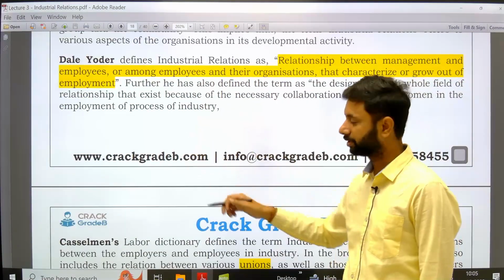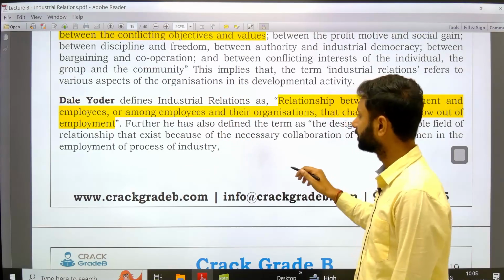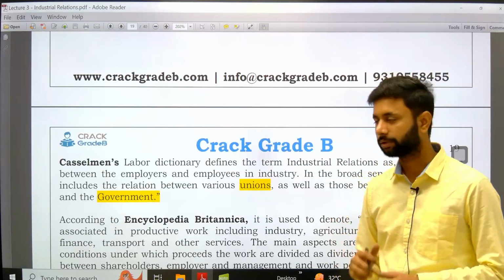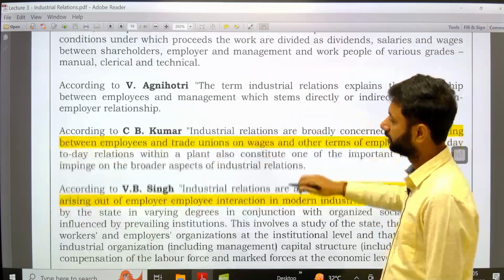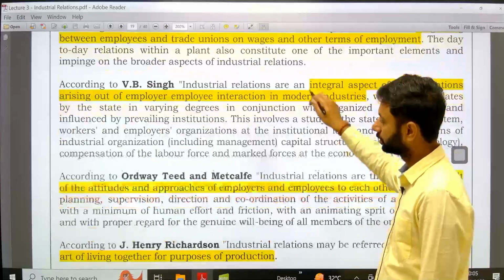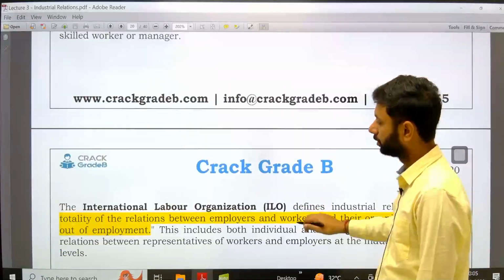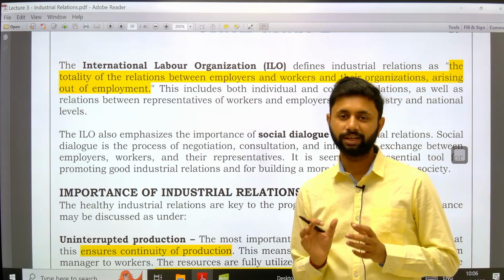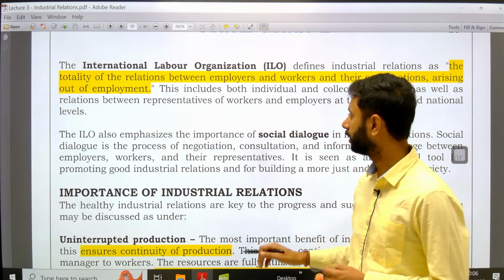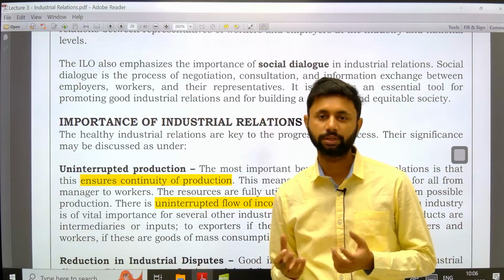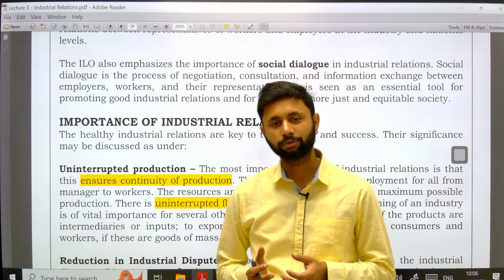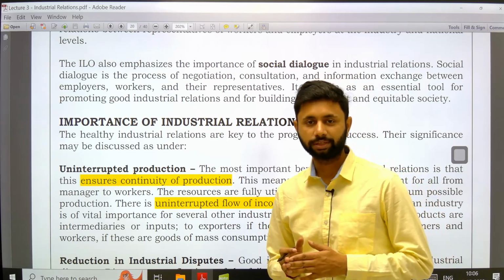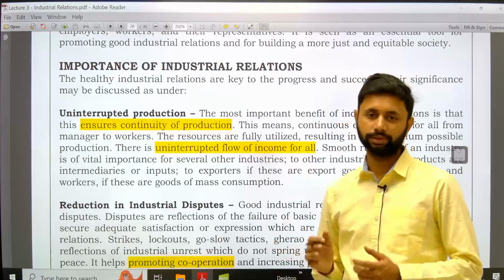Then we discussed Dale Yoder's definition. He mentions employees, employers, and even the government organizations, and the relationships among them arising out of employment. Similarly, we've discussed various definitions from Indian scholars too. And at last we talked about the definition based on the International Labour Organization. It covered each and every aspect of industrial relations that we've discussed earlier. It also talks about social dialogue, that all the stakeholders must engage in social dialogue in order to arrive at a peaceful solution, to address each other's grievances, and to converge on the company's interest and the nation's interest. So this we had discussed earlier.